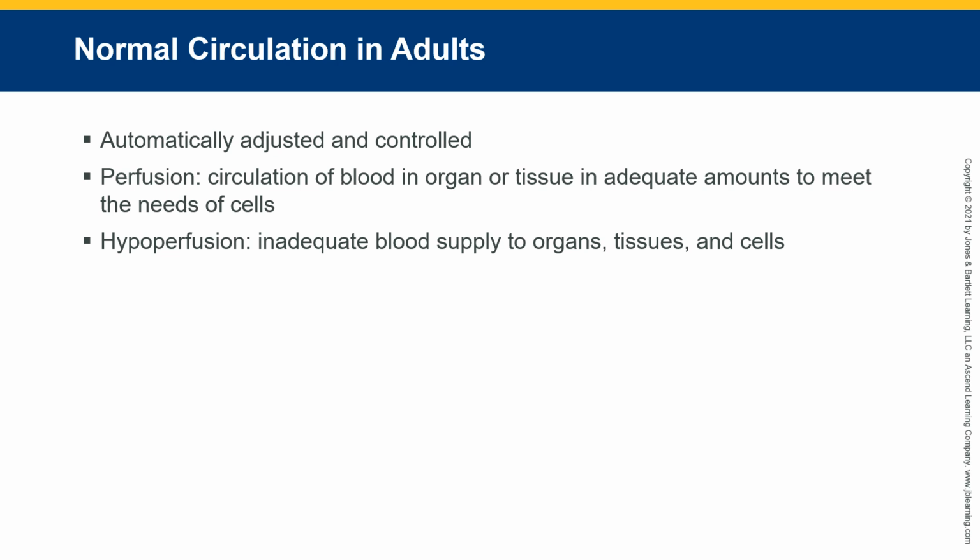All right. You're anatomically adjusted and controlled. Your perfusion. So like I said earlier, your perfusion is your circulation of blood in organs and tissues in an adequate amount to meet the needs of the cell. Your hypoperfusion is your inadequate blood supply to the organs, tissues, and cells. So there's the hypo. Hypo means low. Hyper means high. That is probably a vocab that y'all want to keep in touch with.